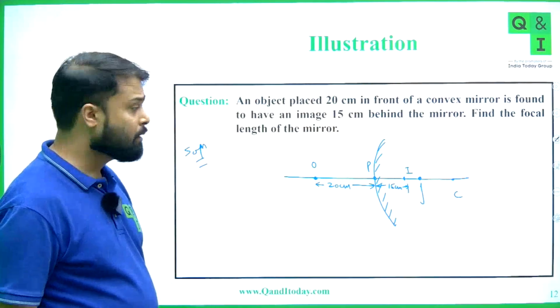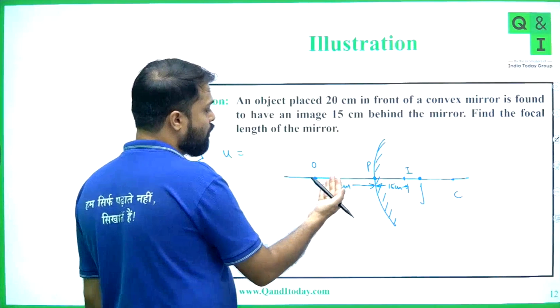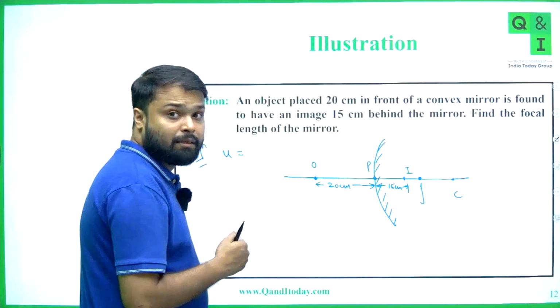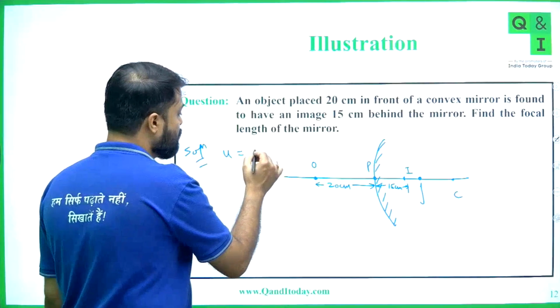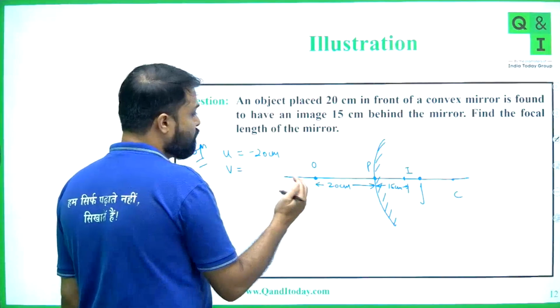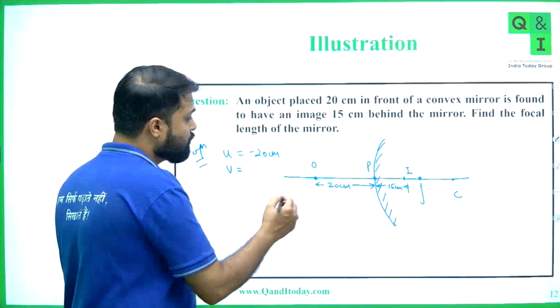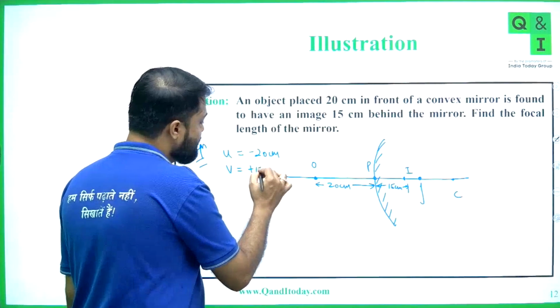Okay. So here, if we take U, U will be negative. Why? Because the object is placed towards the left side, that is towards the negative x-axis. So U is minus 20 centimeter. And if we talk about V, V is towards the positive x-axis. Yes or no? Towards the right of the mirror. So can we say V is plus 15 centimeter?